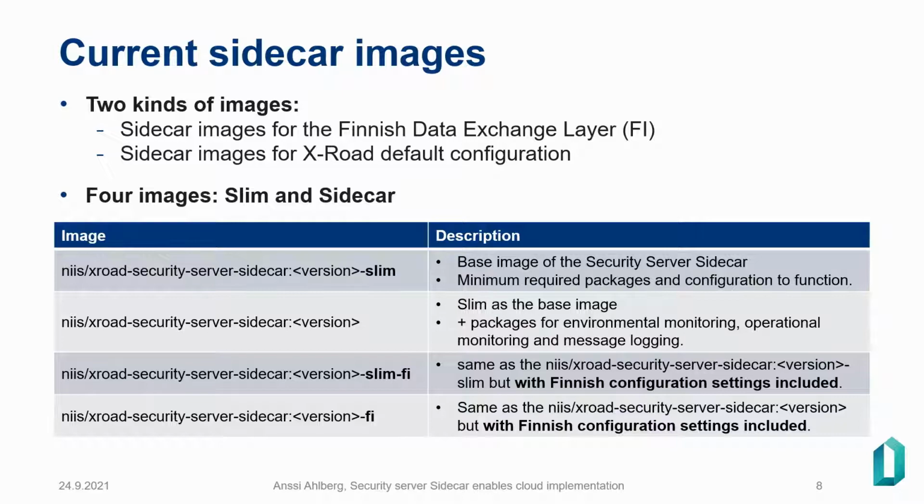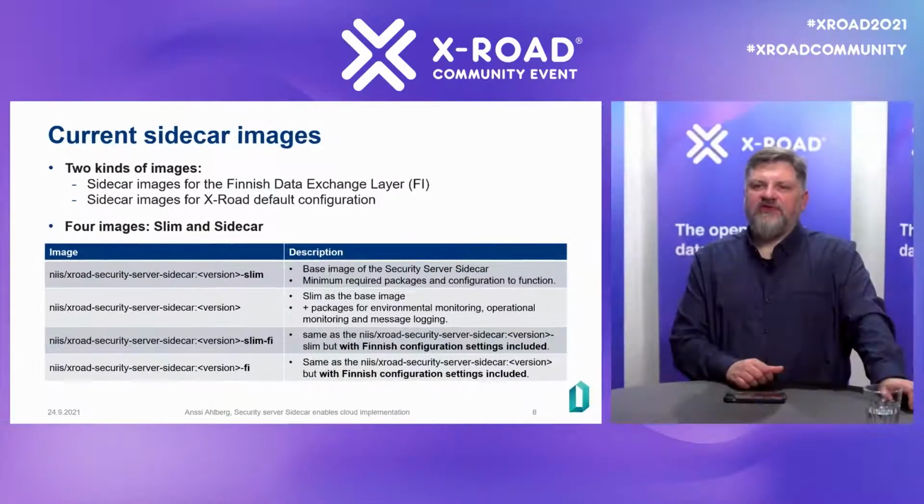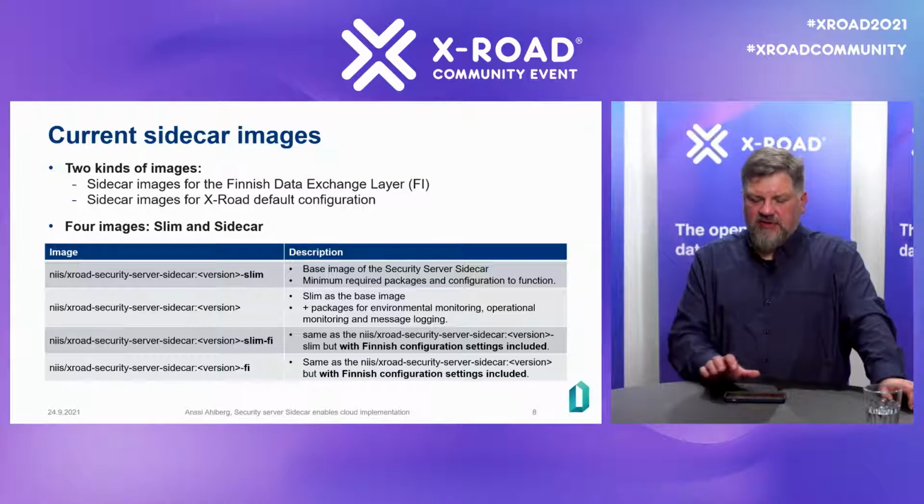The key difference there is that the Sidecar Slim doesn't offer all the features and functionalities that you need for a full security server, but it basically is tailored for the minimum use of the data exchange layer. The key difference there being that the base image, the security server Sidecar, includes the packages for environmental monitoring, operational monitoring, and message logging.